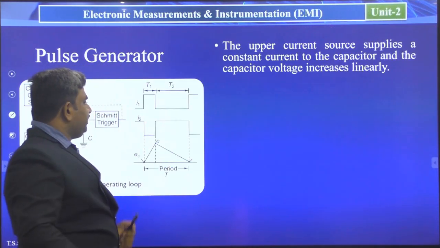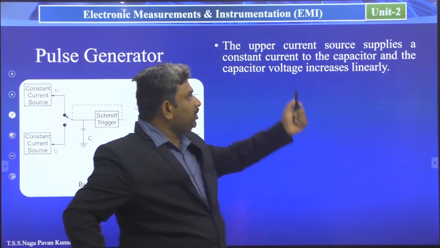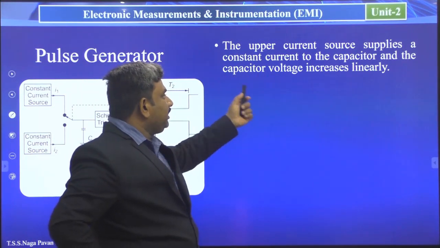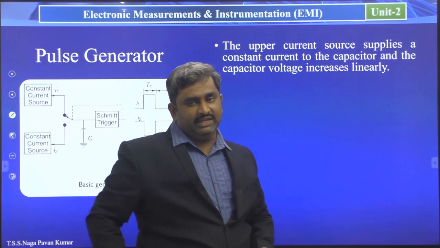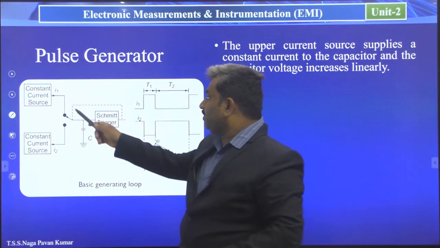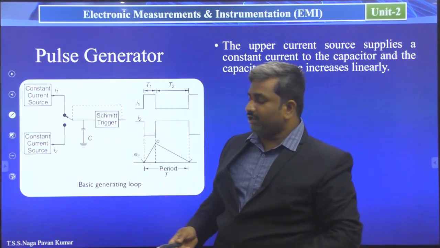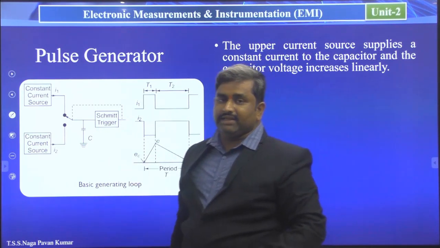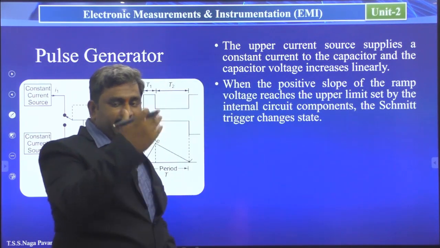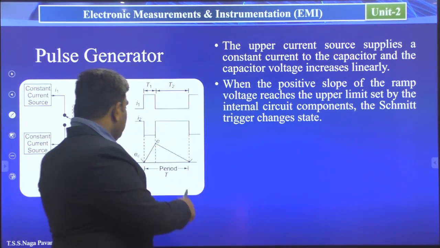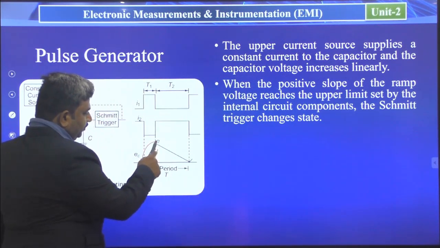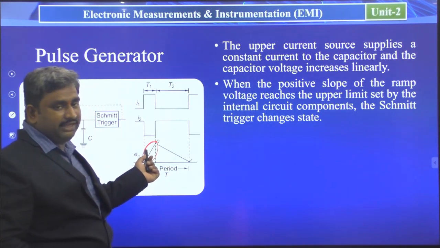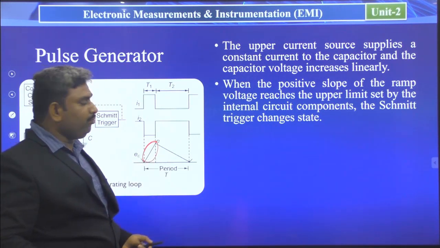So coming to this basic generating loop, the upper constant current source supplies a constant current to the capacitor, and the capacitor voltage increases linearly. So when the constant current source is connected to the Schmitt trigger circuit, the same current is driving this capacitor, and the capacitor is charging linearly. That is, we will get this waveform. This is the continuous charging, the continuous linear increment curve we will get.